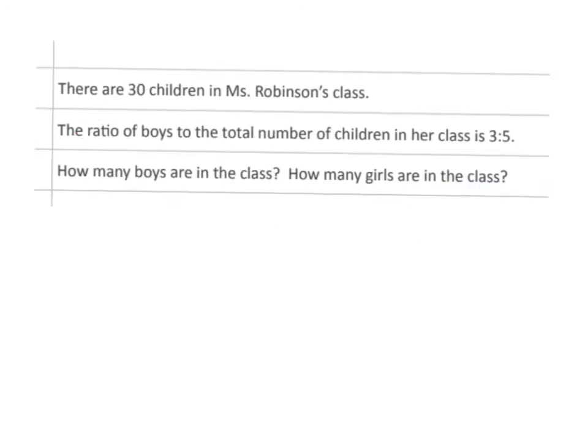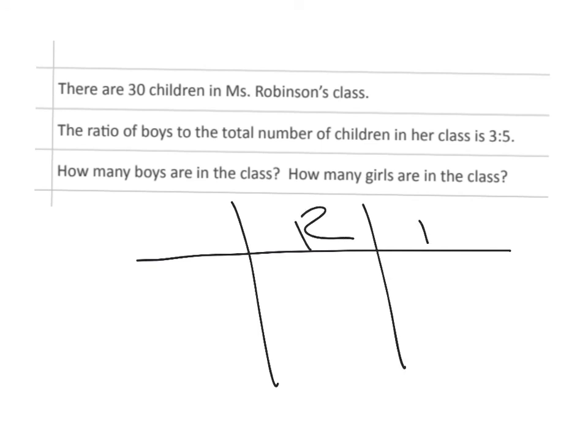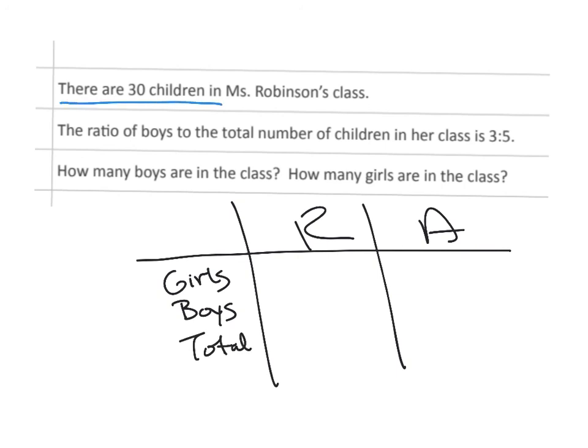Okay, one more. Pause the video, see if you can do it on your own. Otherwise, here we go. We have the ratio and we have the actual. There are 30 children in Miss Robinson's class. So we're going to deal with girls, boys, and total. We already know there are 30 children, so that goes under actual. Now the ratio of boys to the total number is 3 to 5. If the total is 5 and there are 3 boys, that means there are 2 girls.